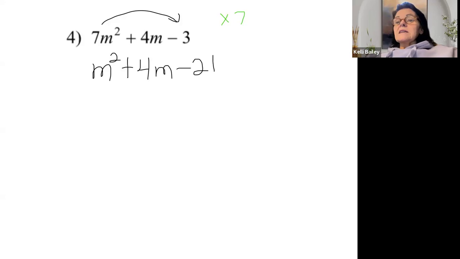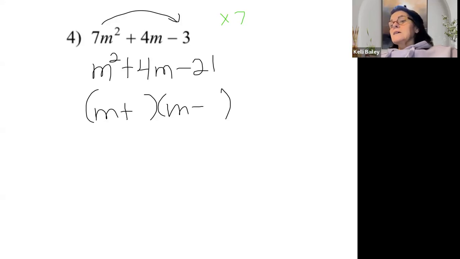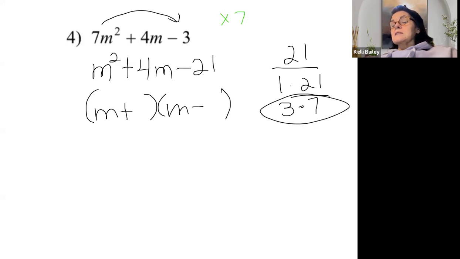Now it's easy. Easy. m, plus, and then plus times minus is minus. I take 21, factor. 1 times 21, 2 doesn't go, 3 times 7, that is it. So there's my pair. 7 minus 3 is 4. So 7 goes first, 3 goes next.